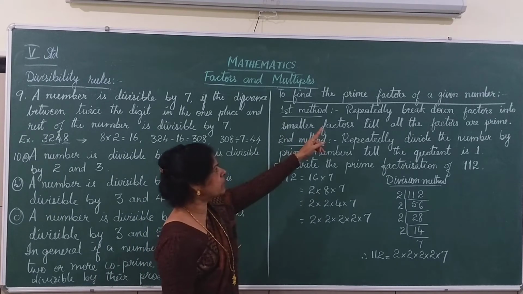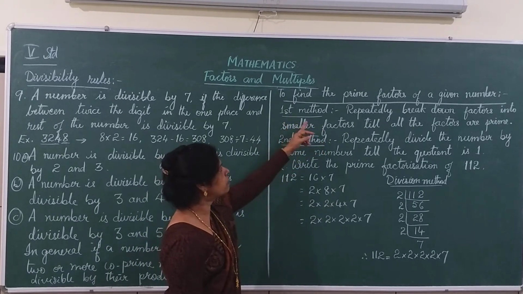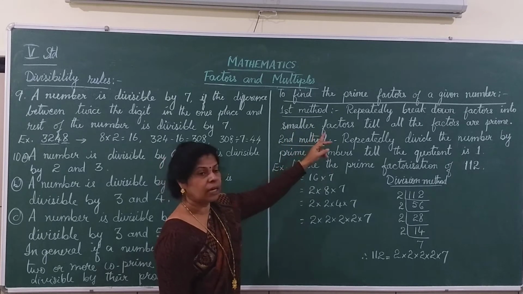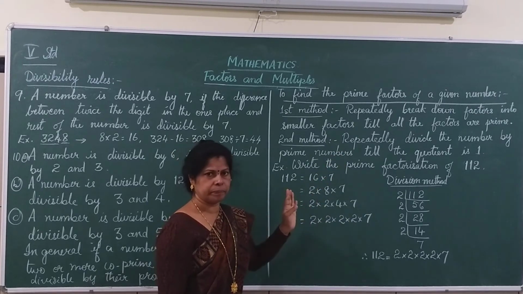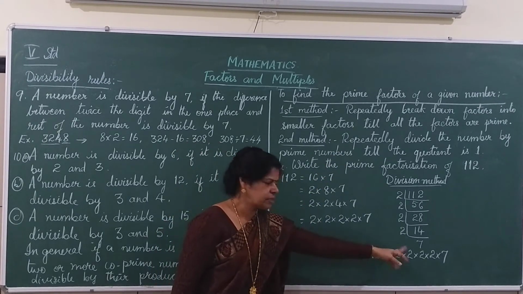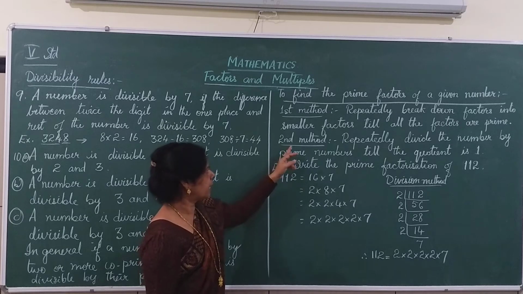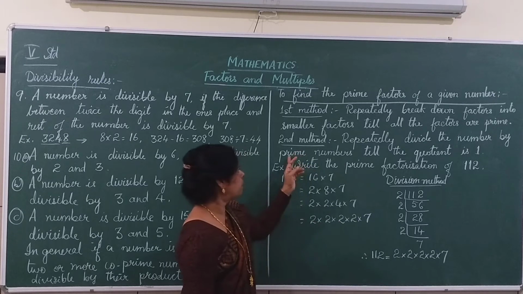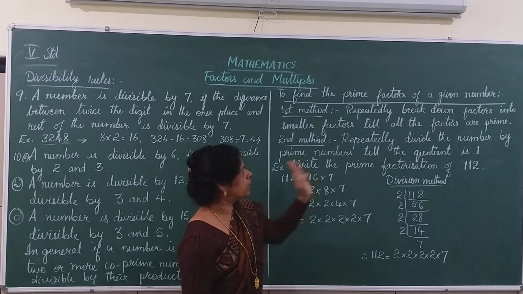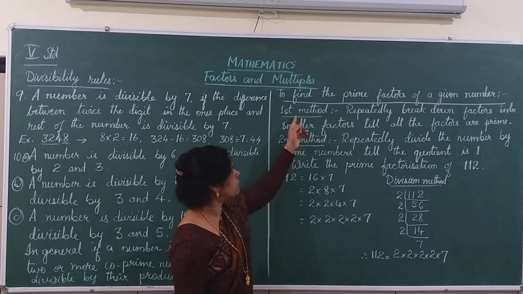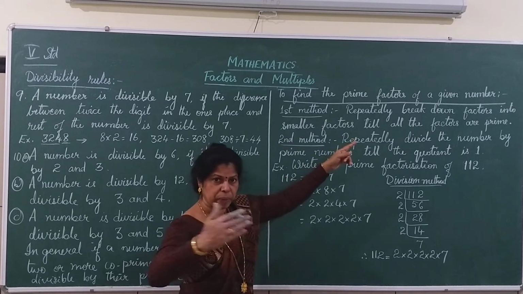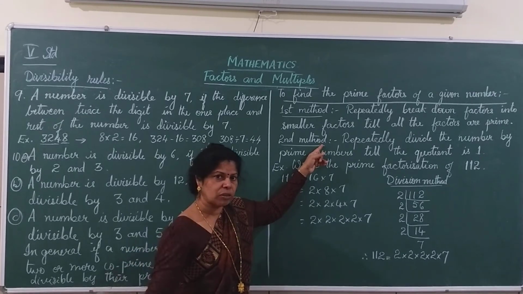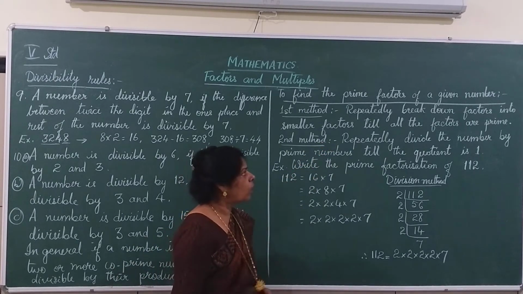To find the prime factors of a given number. The first method: repeatedly break down factors into smaller factors till all the factors are prime. Second method: repeatedly divide the number by prime numbers till the quotient is 1. In the first method, you go on breaking down the big factor into smaller factors till all the factors are prime.